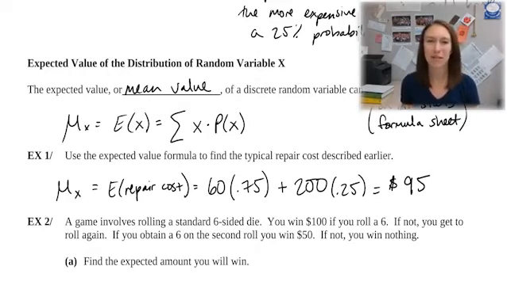Now, I know that might sound a little weird because you wouldn't expect to pay $95. You're either going to pay $60 or $200. But this is how the math works. So, in the long run, that would be your expected cost each time you have one of these repairs.